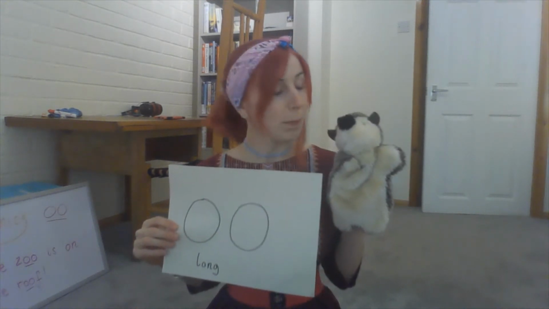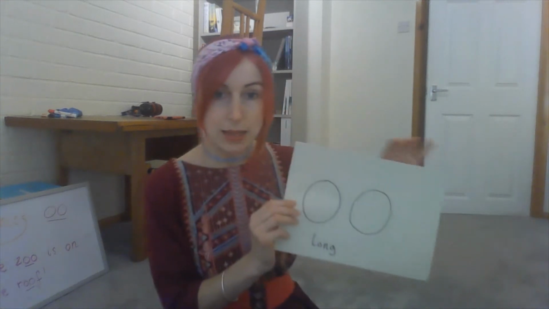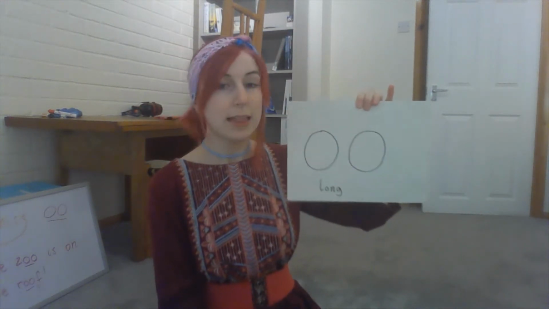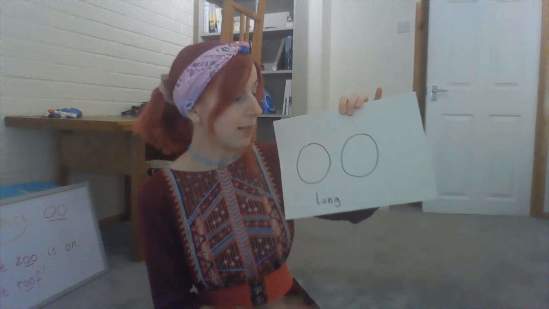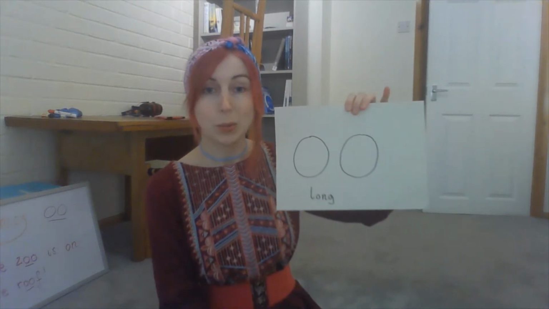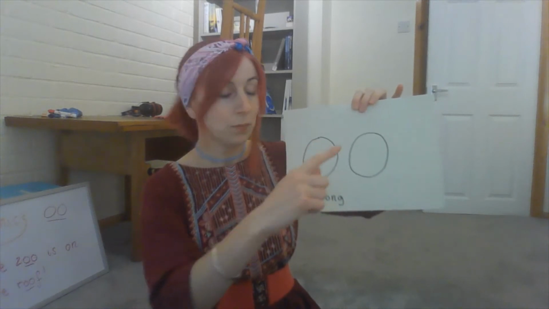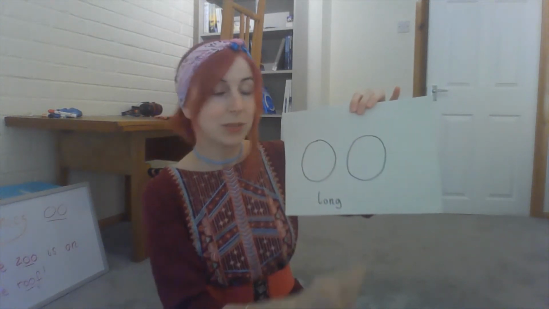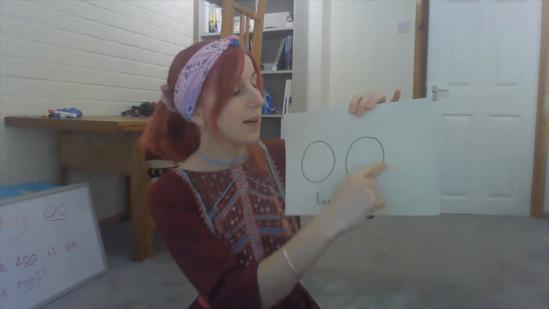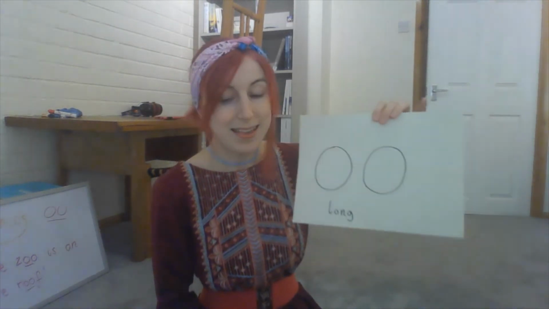So let's get our magic pencils out and practice our letter formation of the letters in this digraph. The letter is O and the sound that it makes is oo here, okay? So magic pencils. We start at the top, go all the way round. We start at the top and go all the way round. Nice, easy letter formation there for us.